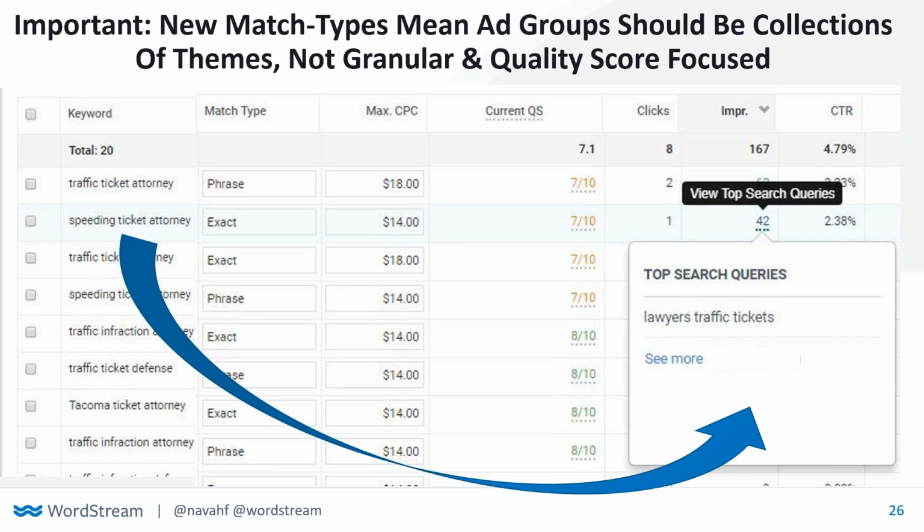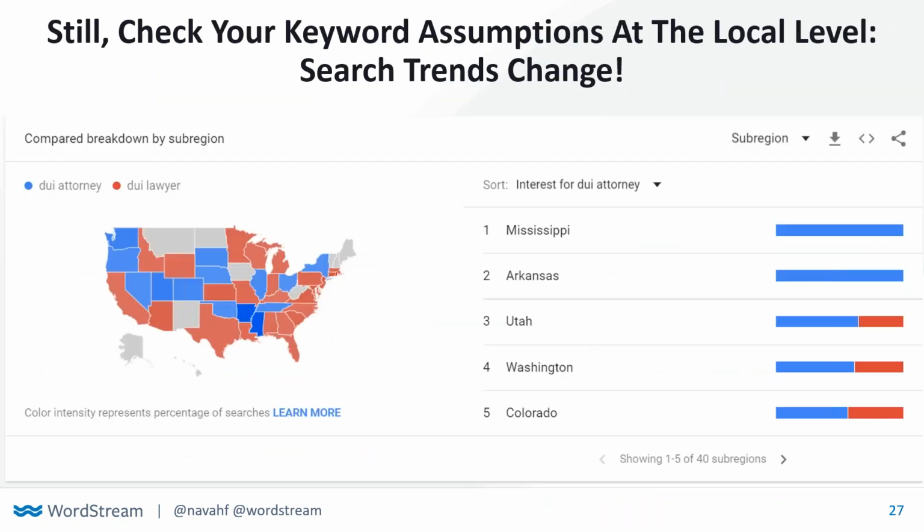So when we're thinking, for example, about speeding ticket attorney, it actually matches by the rules of exact to lawyer traffic tickets, which means that you don't necessarily need to bid on both lawyer and attorney. You could invest in a keyword concept that is truly going to serve you and your business. But we do want to make sure that we're checking our keyword assumptions at the local level.